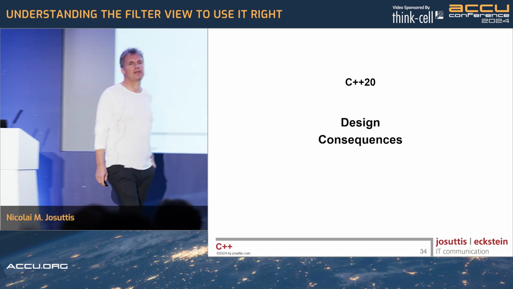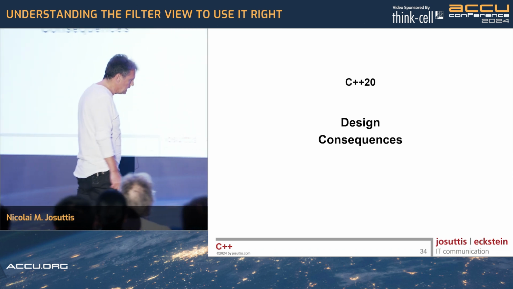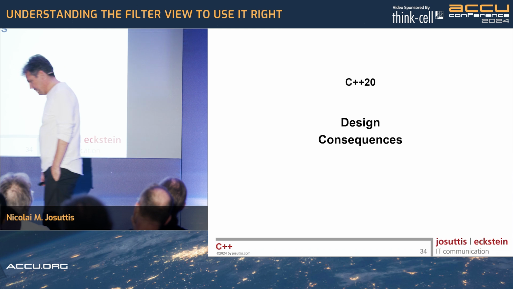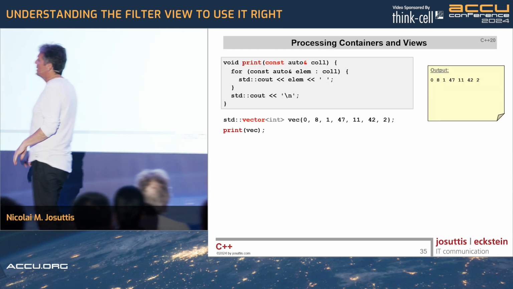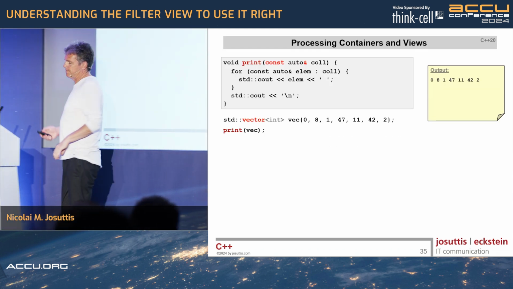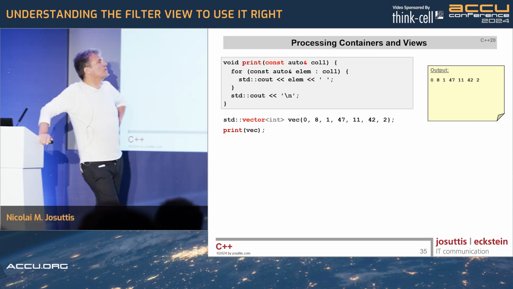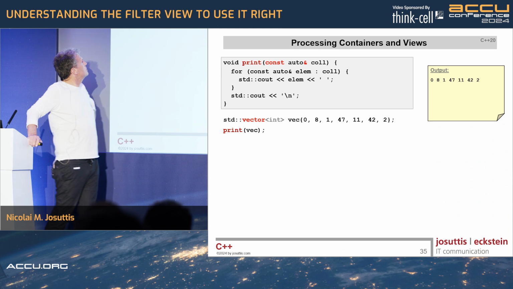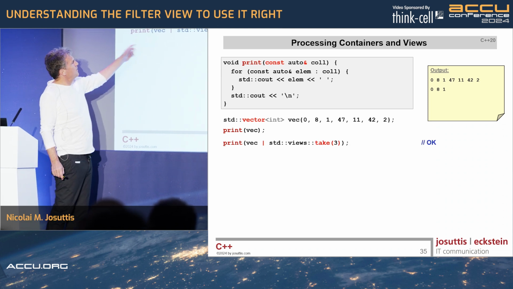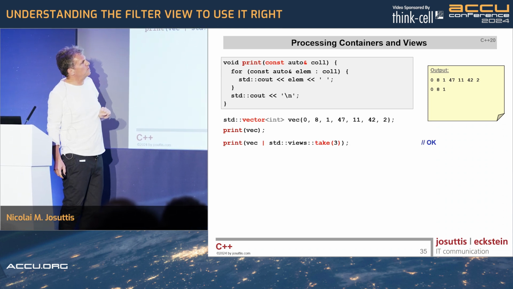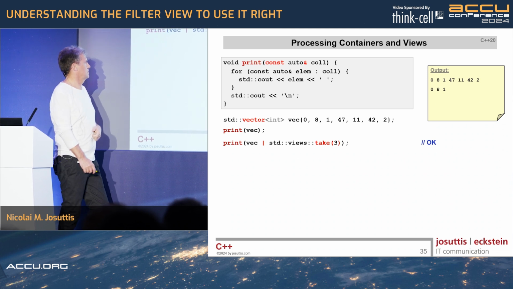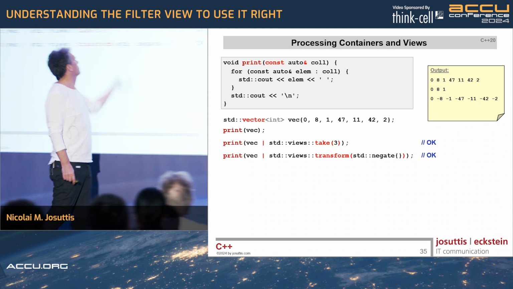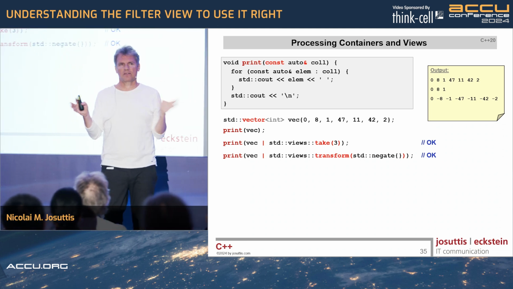So what are the consequences of this design? So this looks like an improvement, but we pay a price. The price is the following. Let's guess you're starting with views. You want to play games with this cool new feature. So, let's pipe the vector into take view. Print only the first 3 elements. Awesome. Let's pipe the vector into a transformation, negating the elements. Awesome. Oh, it's great. I love this technology.